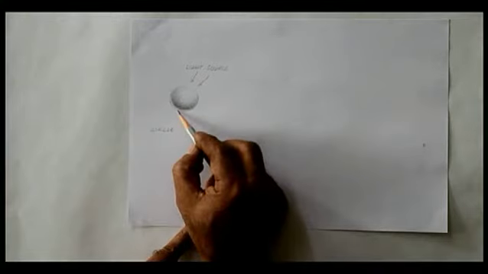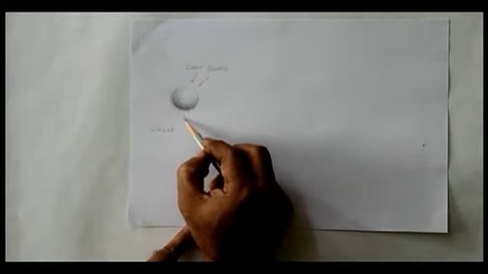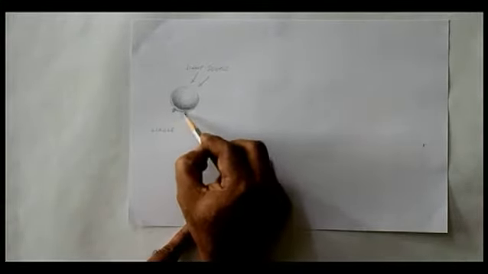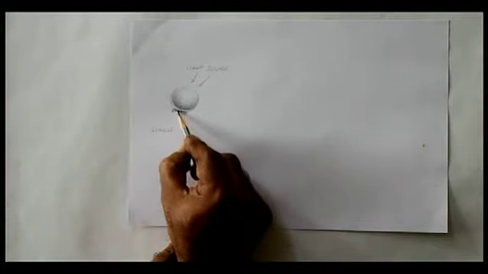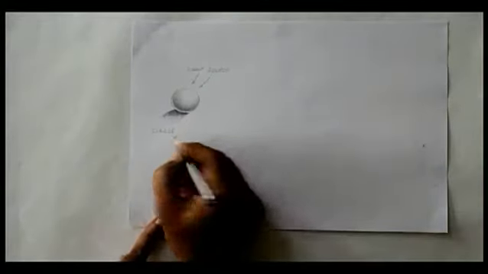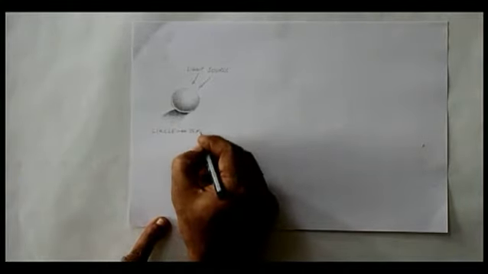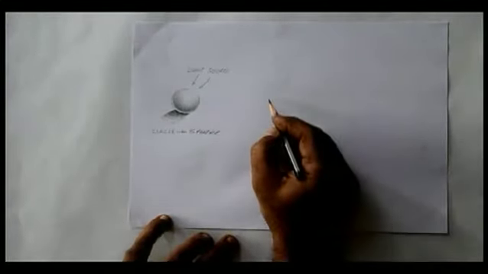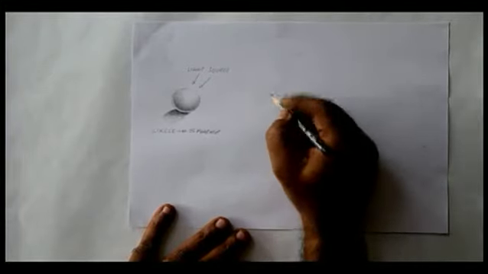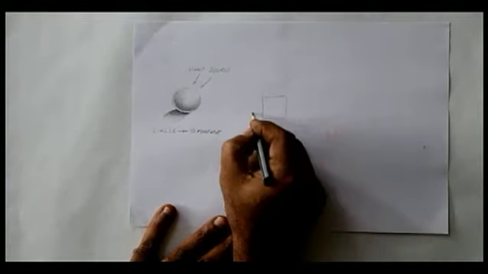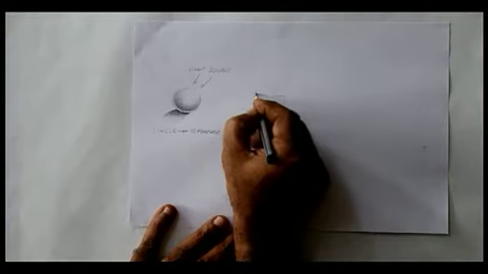I must also add the shadow. A circle has been transformed into a sphere. Now I'll draw another shape, a square. We can convert the square into a box by extending these lines.